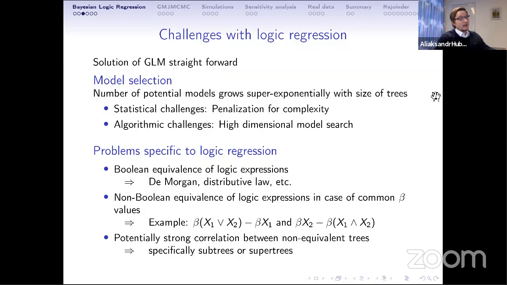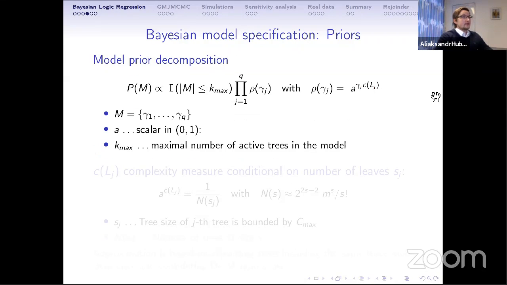So for example, if we have subtrees and supertrees of exactly the same tree, those can be extremely correlated, even if the individual leaves are independent marginally. And we have to deal with these issues somehow.